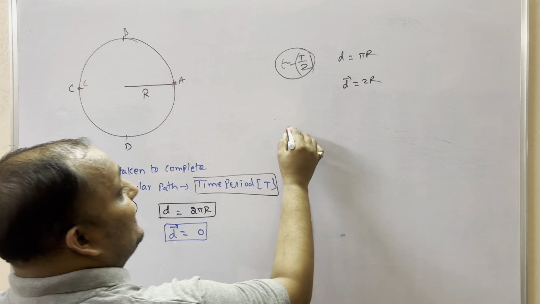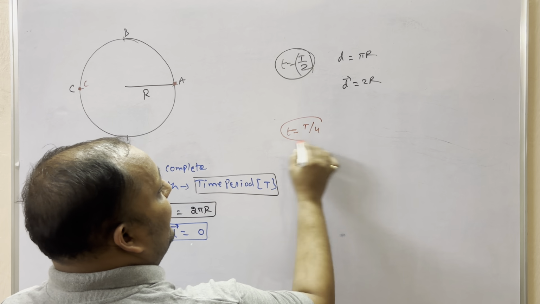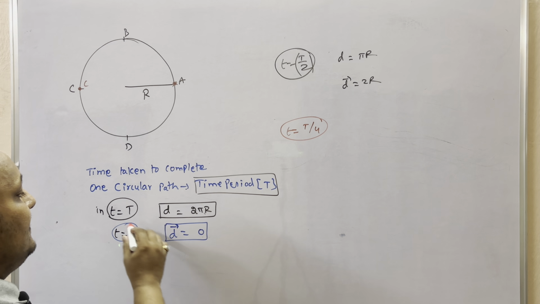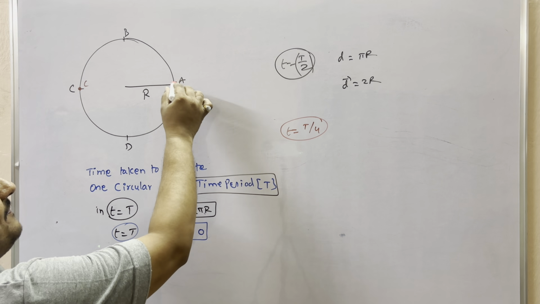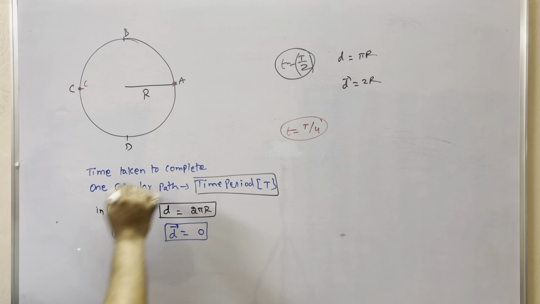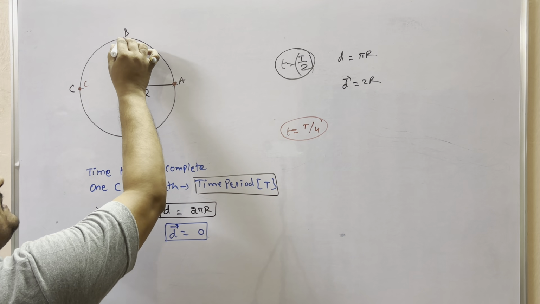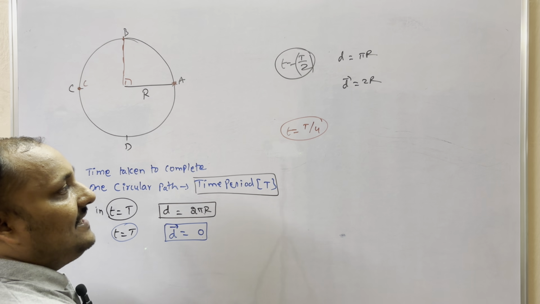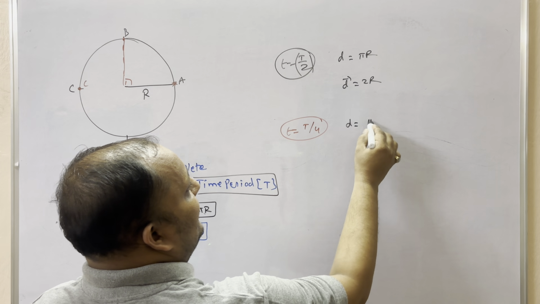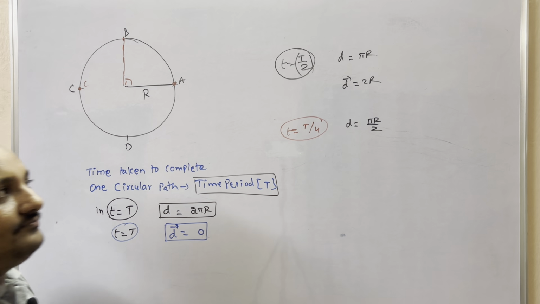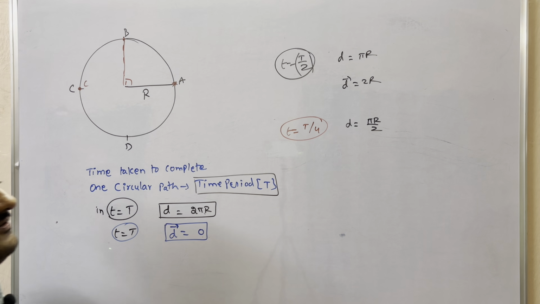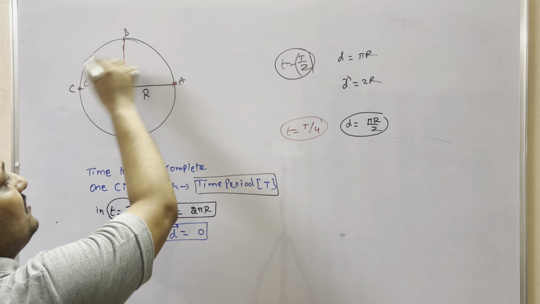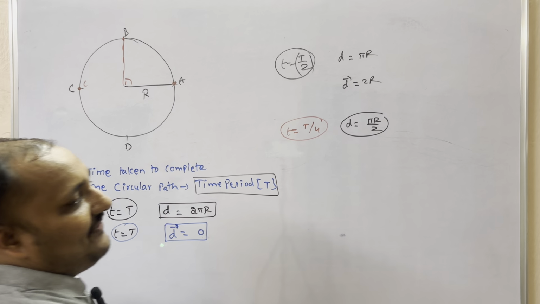Next, what is the distance in 1/4 of the time period? A to A is the time period, half of the time period means A to C, and in 1/4 it means A to B. Now the object is at B. What is the distance? Distance is pi r by 2. Correct? Already we discussed all this in the previous class, A to C, A to A, like that. Now we are discussing in a different way.